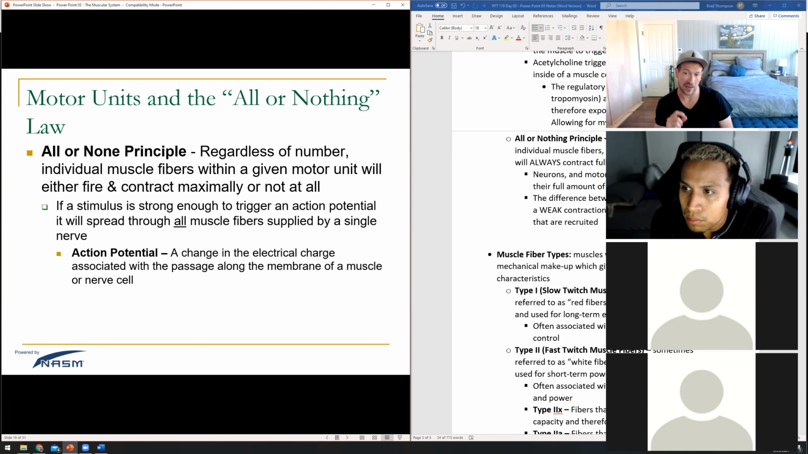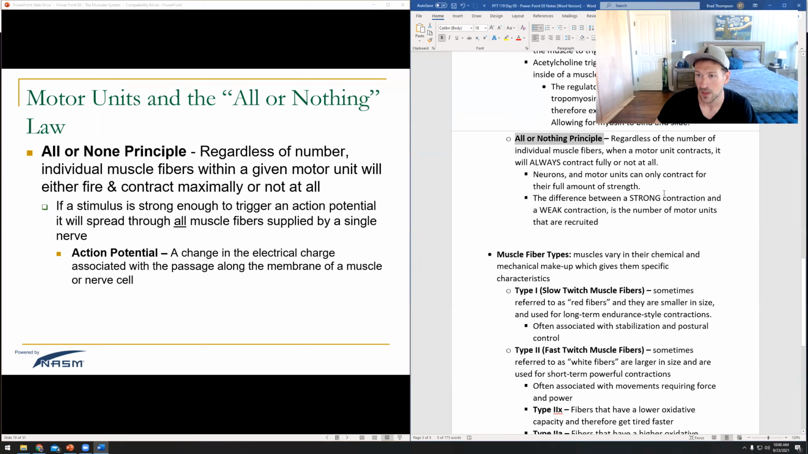But one of the ways that we are able to regulate the strength of our contractions is we just don't recruit all of our muscle fibers. We recruit maybe half of them or less than half of them, right? But one thing to remember is that it's called the all or nothing principle. It says, regardless of the number of muscle fibers, when a motor unit contracts, it will always contract fully or not at all. So neurons and motor units can only contract for their full amount of strength. So the difference between a strong contraction and a weak contraction is the number of neurons and the number of muscle fibers that it is using to create this contraction.